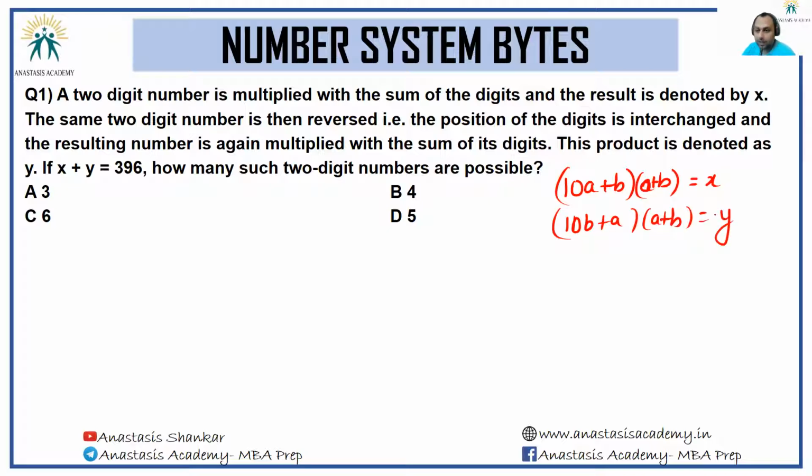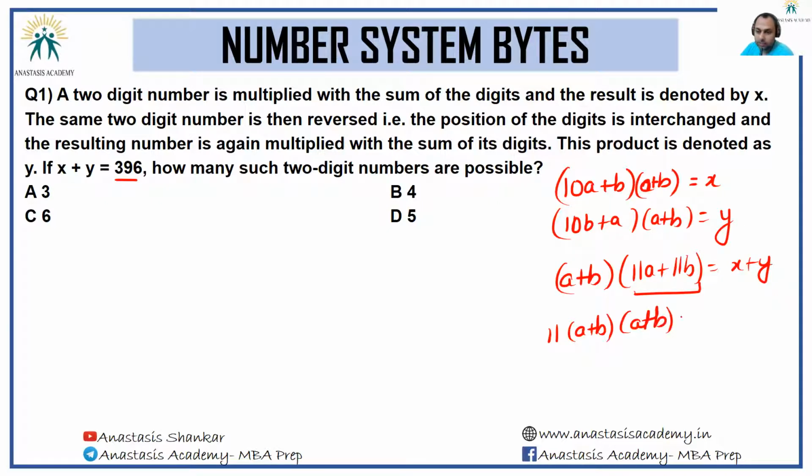and this is equal to y. Now, if I do x plus y, can you see a plus b is common? So that comes out, and this bracket will give me 11a plus 11b. This is equal to x plus y. We were told x plus y is equal to 396, so we place that there. And even from this bracket, I can take out 11 outside. 11 into a plus b into a plus b is equal to 396.